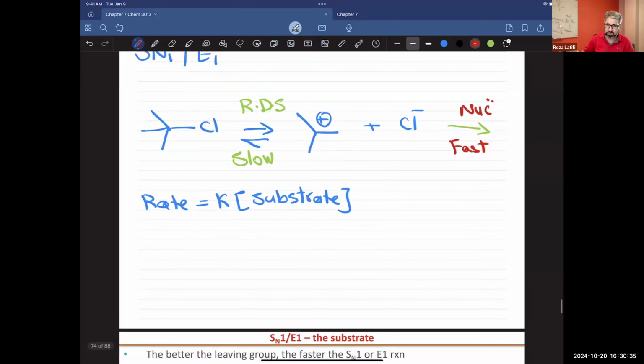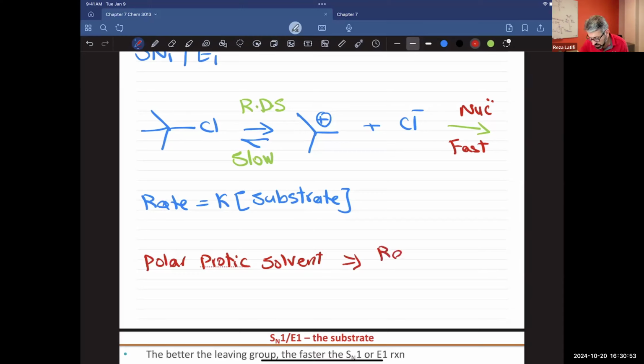And because I'm adding the nucleophile in a faster step, a polar protic solvent will not drop the rate of the reaction. Okay, that's not going to happen. The rate of reaction will not go down. Why? Because, again, you are adding the nucleophile in a step that is fast enough.